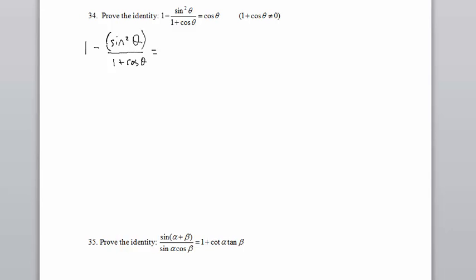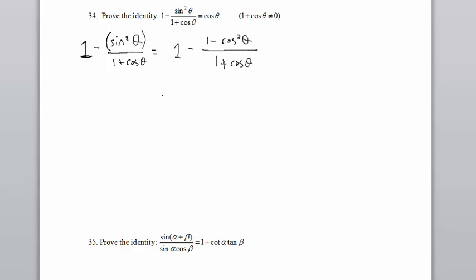The other thing we like to do is add two values together. We have one fraction here and we have this number 1. We could write that over the common denominator of 1 plus cosine theta. That might work as well. But I think the best thing to do is to first apply the identity, because we do that a lot, and then hope that that's going to work out for me.